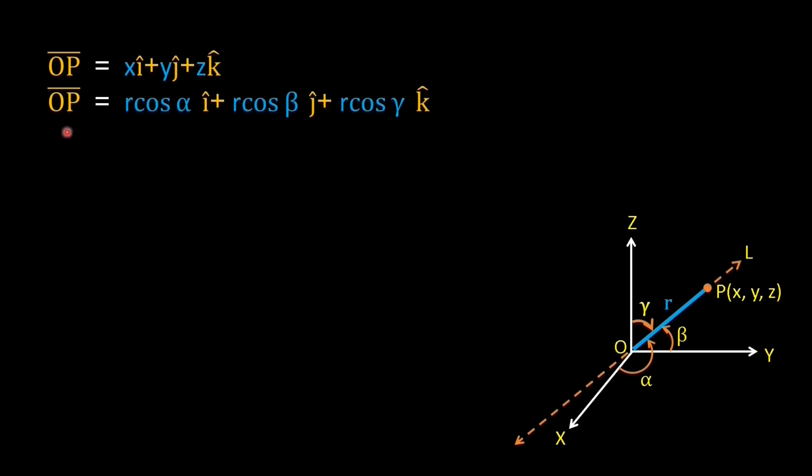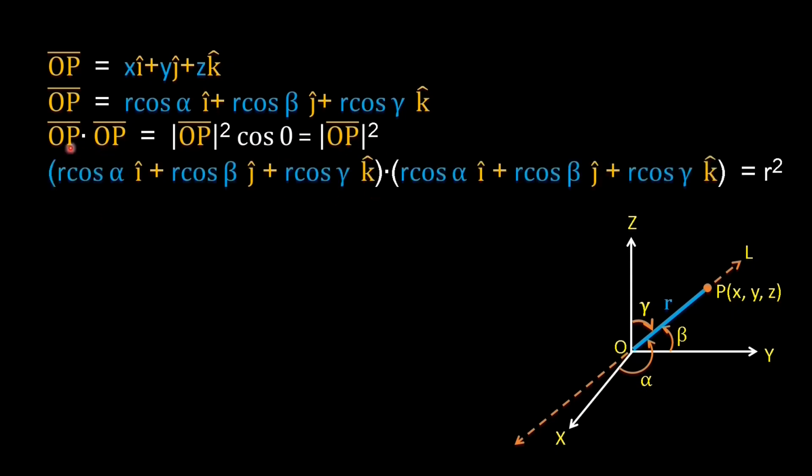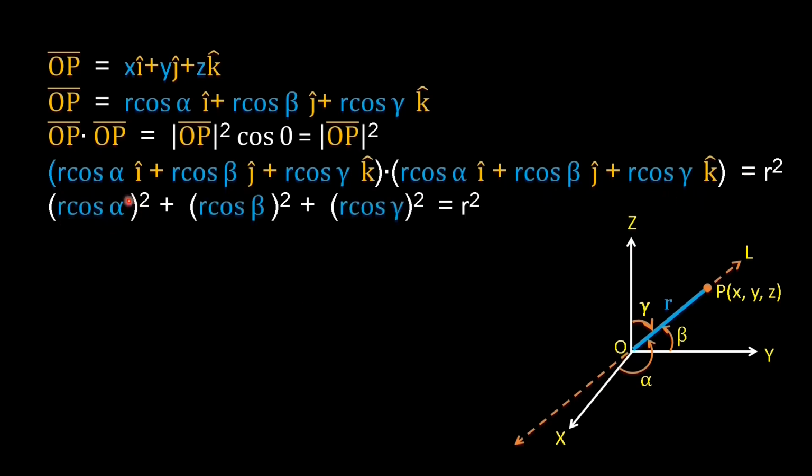Now we will take the self dot product of OP bar and write OP bar dot OP bar, which will be mod OP bar square cos 0, because the angle between the self vectors will be 0 degrees, which will be mod OP bar square. So we write this self dot product as, this is OP bar and this again is OP bar, which will be r square because mod OP bar is r. Now the dot product of OP bar and OP bar will be (r cos alpha) whole square plus (r cos beta) whole square plus (r cos gamma) whole square, which will be r square.